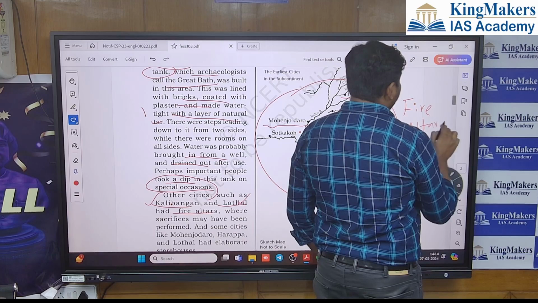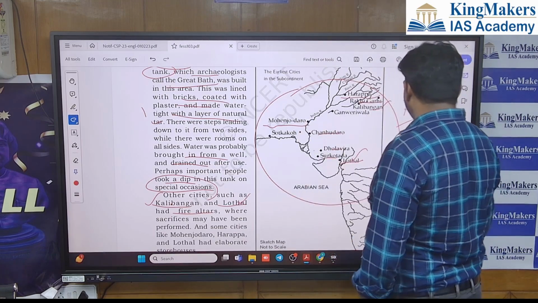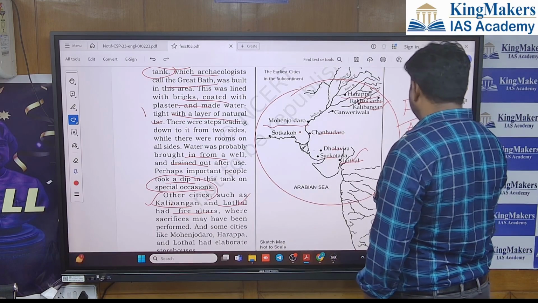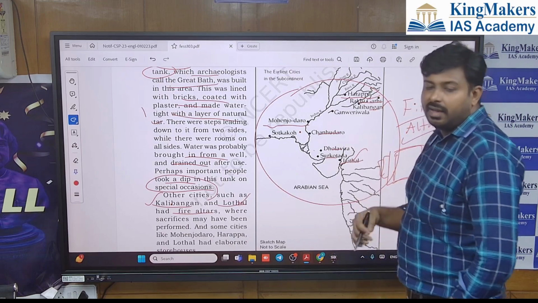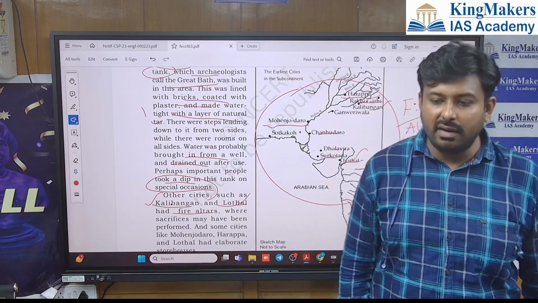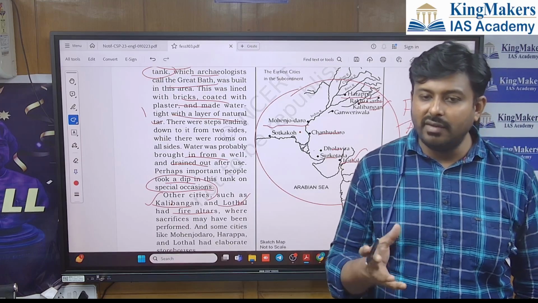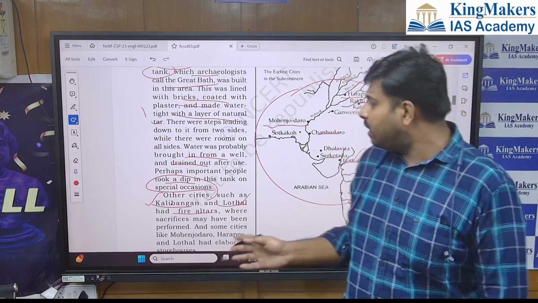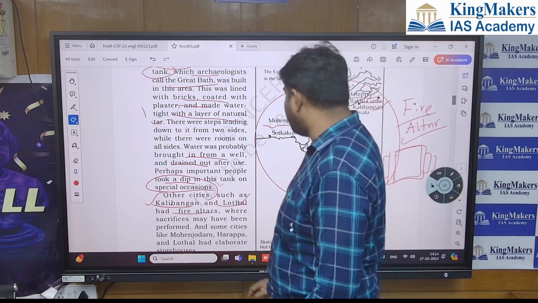What is a fire altar? It is a structure where we do homam, right? You remember? Even today we do this homam on special occasions. We put certain things in the fire and we pray to God. That's called a fire altar. In a fire altar, they also had some structures used for giving bali. So these were found in Lothal and Kalibangan, where sacrifices may have been performed.